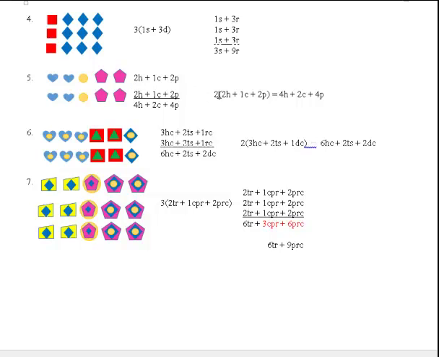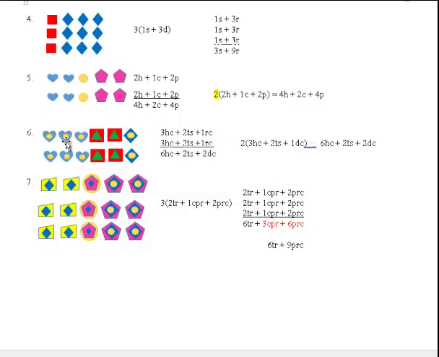So how many sets? Well, you have 2 sets of 2 hearts, 1 circle, and 2 pentagons. So you have 2 sets of 2 hearts, so the 2 hearts gets doubled to 4 hearts. You have 2 sets of 1 circle, which means that's going to give you 2 circles if you have 2 sets of them, and you have 2 sets of 2 pentagons, which is going to give you 4 pentagons. So again, the shapes give them an actual physical manipulative to fool around with, and they can use their own shapes to make different numbers.